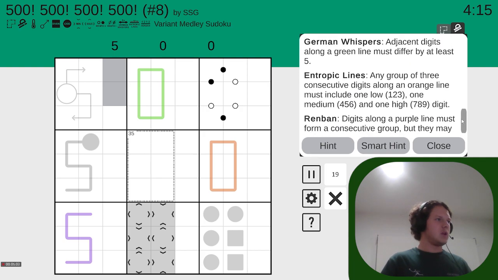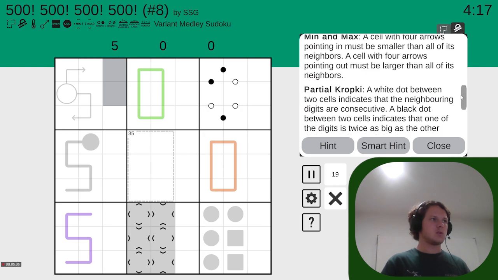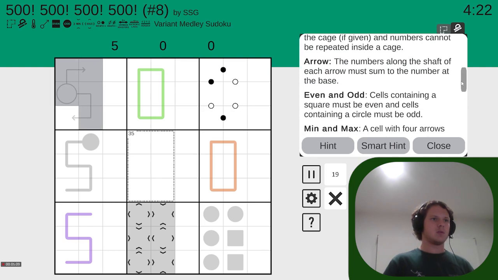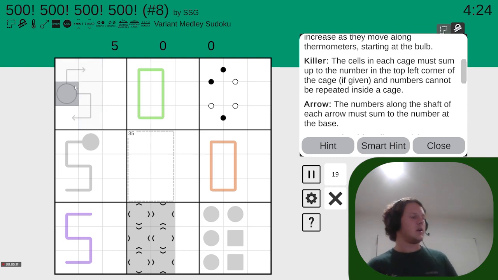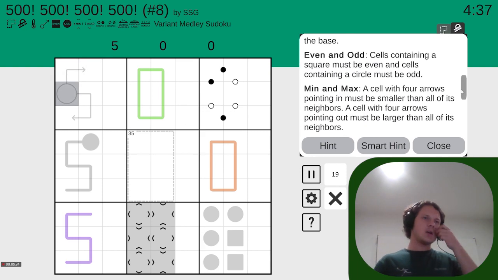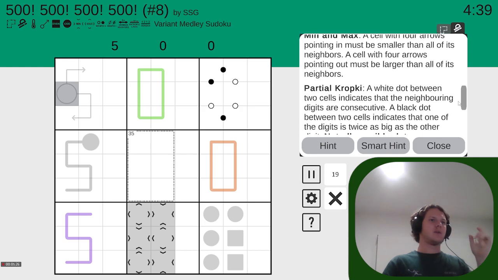Now some 3 new ones. I feel like we didn't go over this one, which we have missed. Yeah, the arrow. The numbers along the shaft of an arrow must sum to the number at the base. So these 3 digits must sum to this, sum addition. And so these 2 must also sum to that digit. Which I think we might have seen before, but if not, very simple.